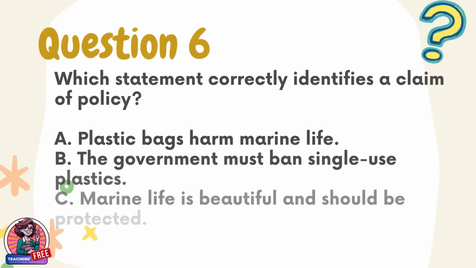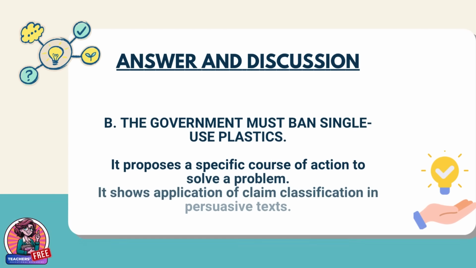Question 6. Which statement correctly identifies a claim of policy? A. Plastic bags harm marine life. B. The government must ban single-use plastics. C. Marine life is beautiful and should be protected. Answer. B. The government must ban single-use plastics. It proposes a specific course of action to solve a problem. It shows application of claim classification in persuasive texts.